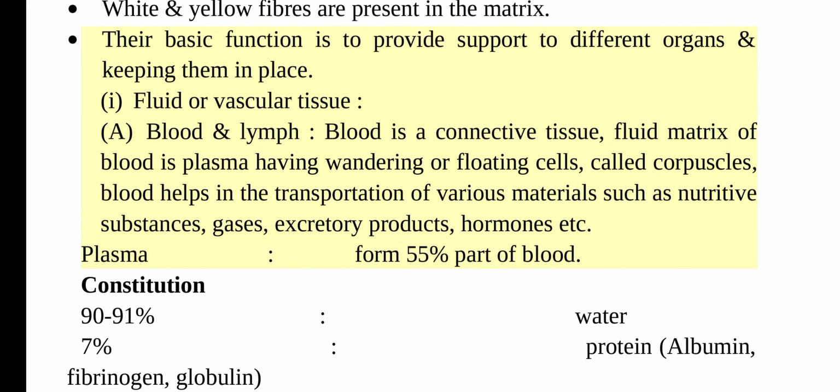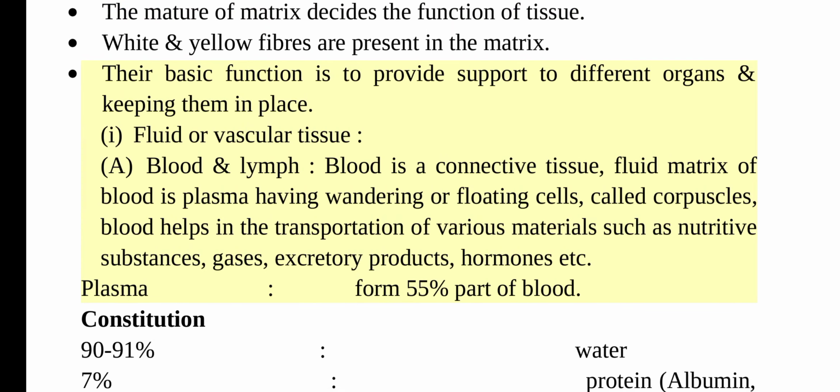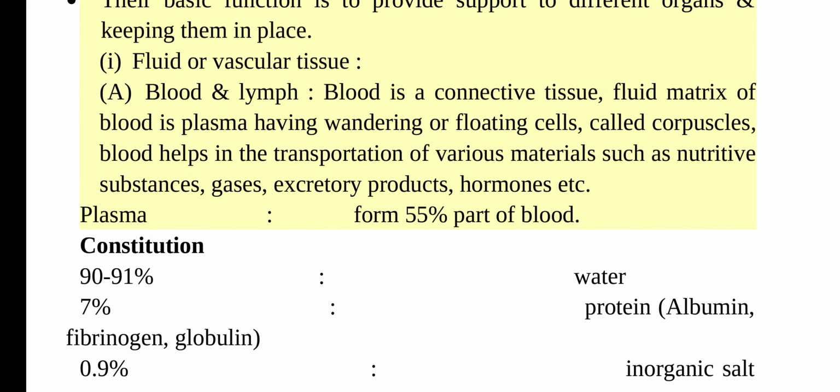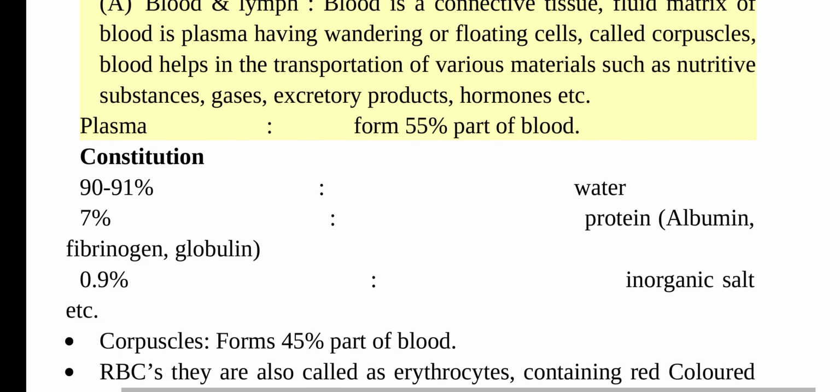I. Fluid or vascular tissue. A. Blood and lymph. Blood is a connective tissue. The fluid matrix of blood is plasma, having wandering or floating cells called corpuscles. Blood helps in the transportation of various materials such as nutritive substances, gases, excretory products, hormones etc.